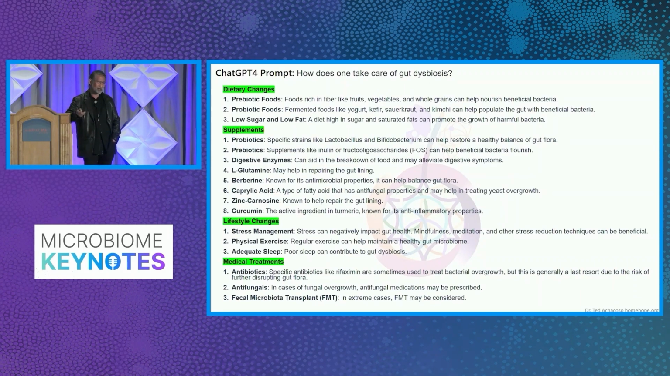Question again, how does one take care of gut dysbiosis? Dietary changes like prebiotic foods, probiotic foods, low sugar and low fat, supplements, probiotics, prebiotics, digestive enzymes, glutamine, berberine, caprylic acid, zinc, carnosine, curcumin, lifestyle changes, stress management, physical exercise, adequate sleep, medical treatments, right? If antibiotics are warranted, I prefer to use natural antibiotics, and antifungals, right? And fecal microbiota transplants. Those have been in the news over 5 years ago. These are classes of what actions you can think about for your patient or client: dietary changes, supplements, lifestyle changes, and if warranted, any medical treatments.